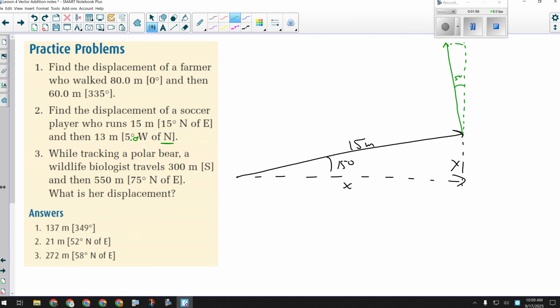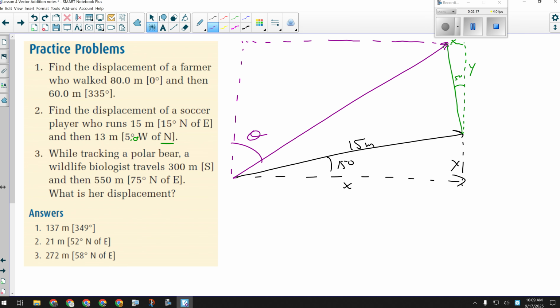All right, so this will be our x, and this will be our y, and then our resultant goes from the initial position to the final position and has its own right angle triangle. This will be the vector of my total displacement. This will be the magnitude of my total displacement. This will be the y component and x component of the total displacement.